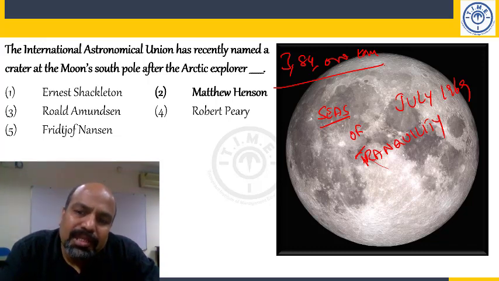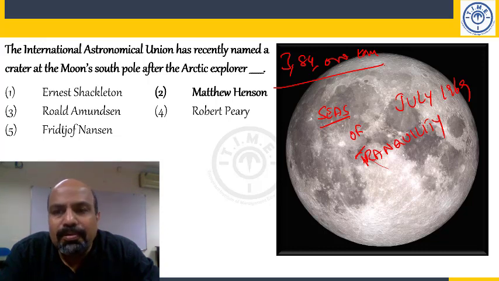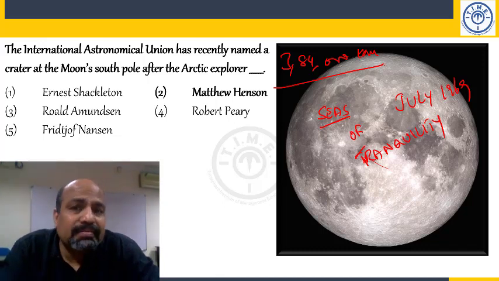It's the only natural satellite of the earth. How old is the moon? No one knows. There are different theories, of course. It's said that the moon knows everything. It does.